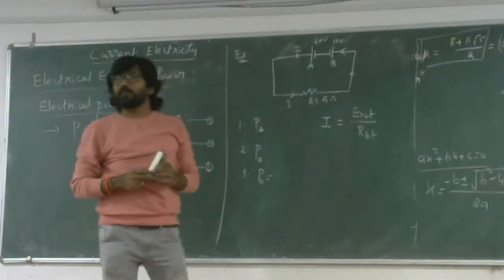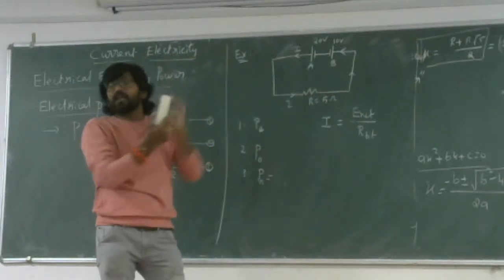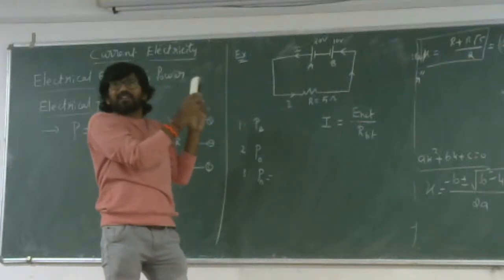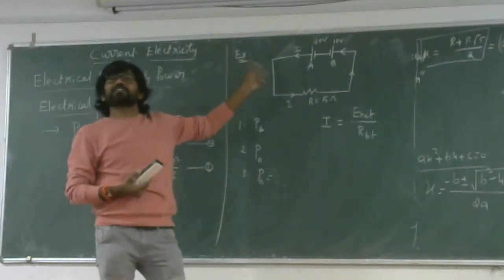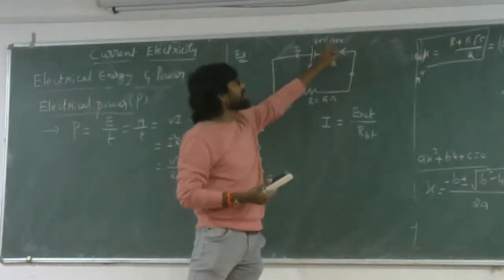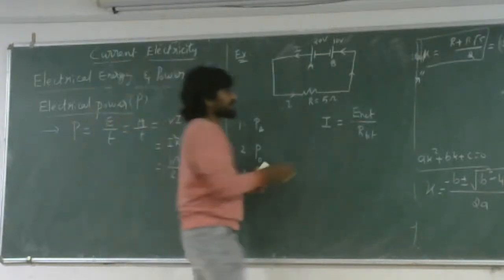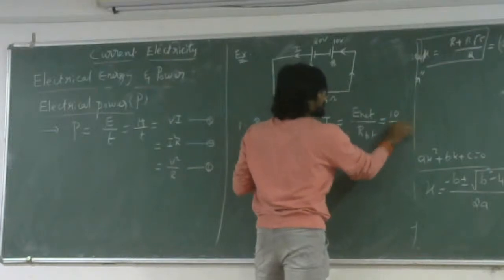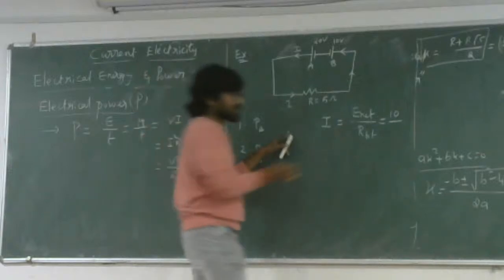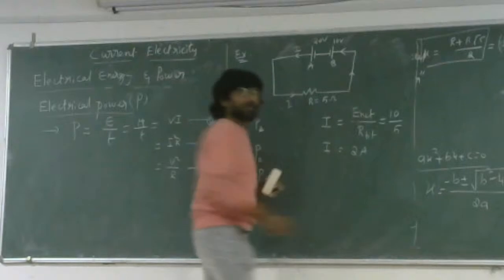If they are in the same direction, they are in a supporting manner, and the EMFs will be added. Here they are in an opposing manner, so take the difference of the EMFs. The difference in EMFs is 20 minus 10, how much? 10. That is your net EMF. What is the total resistance? 5 ohms. So what is the current then? I is equal to 2 ampere.